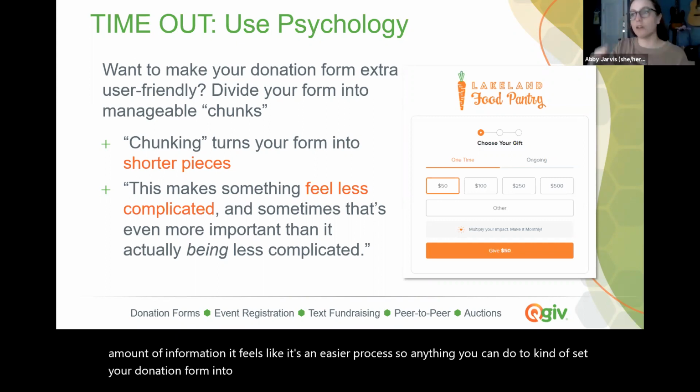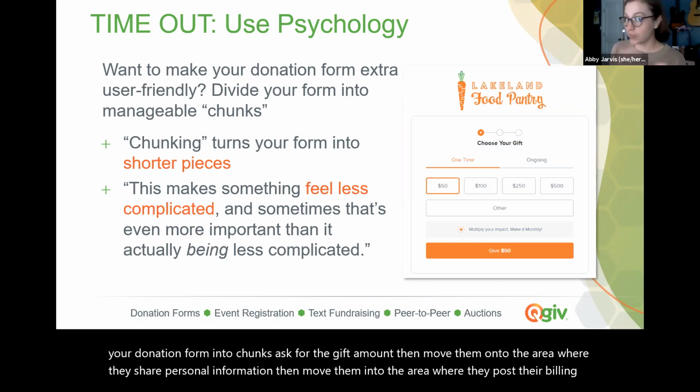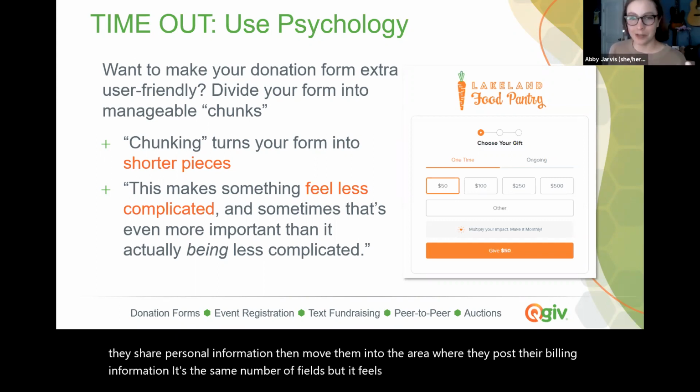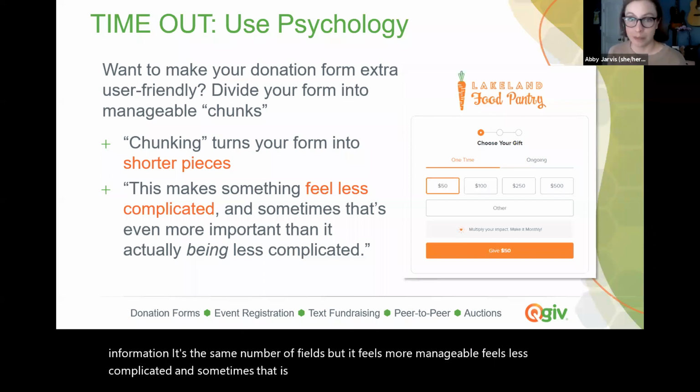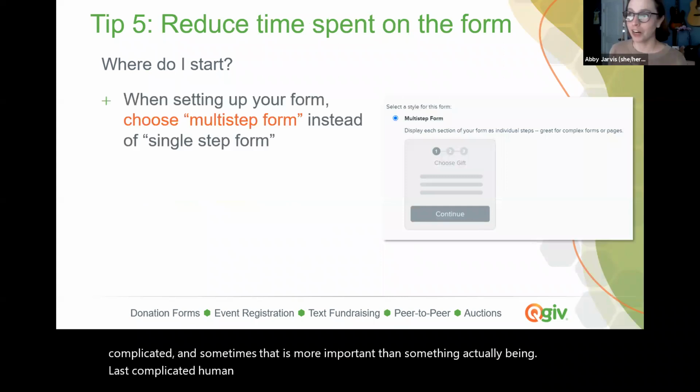Ask for the gift amount, then move them on to the area where they share personal information, then move them into the area where they post their billing information. It's the same number of fields, but it feels more manageable, feels less complicated. And sometimes that is more important than something actually being less complicated. Human brains are amazing. So where do you start?